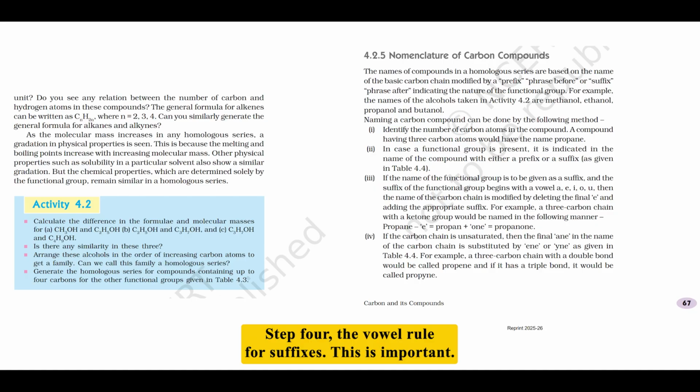Step 4. The vowel rule for suffixes. This is important. If the suffix for the functional group starts with a vowel, A, E, I, O, U, you drop the final E from the parent alkane name before adding the suffix. Example. Take a 3-carbon chain with an alcohol group, OH. The suffix is -ol. Since O is a vowel, drop the E from propane. Propane plus -ol, propanol. Okay.